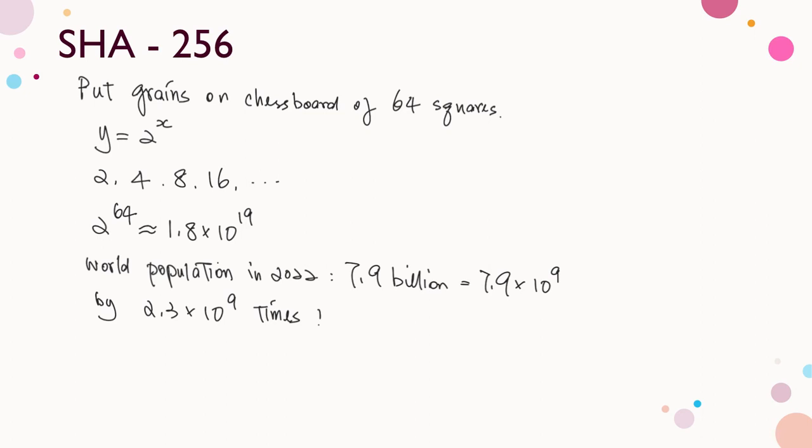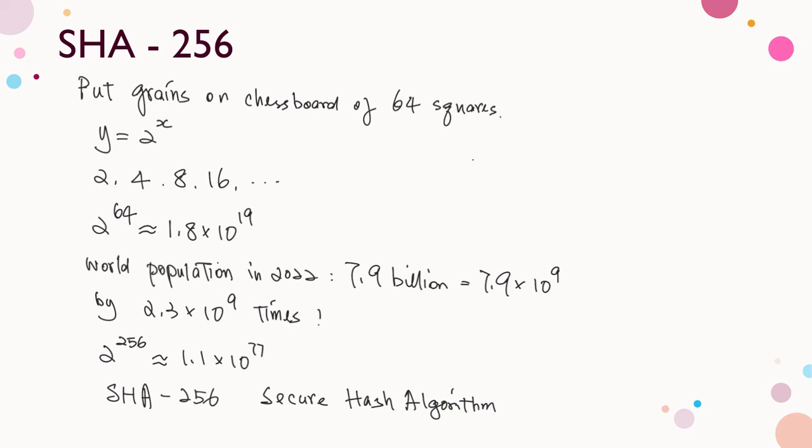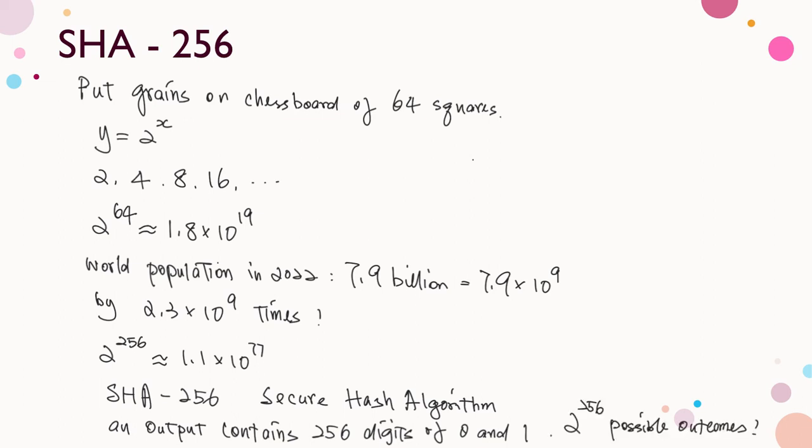2 to the power 64 is a huge number that makes a king go bankrupt. Think about 2 to the power 256. What do you feel? This number is greater than 1.1 times 10 to the power 77. This big number is good for cryptography. Now, an algorithm is called SHA-256, where SHA stands for Secure Hash Algorithm. It works like a one-way function, and the output contains 256 digits of 0 or 1. That means there are 2 to the power 256 possible outcomes. The extremely large number of choices is used for digital signature.